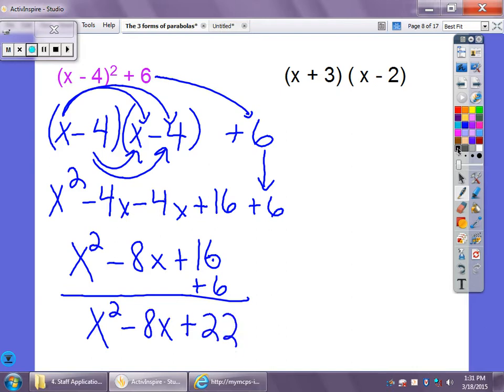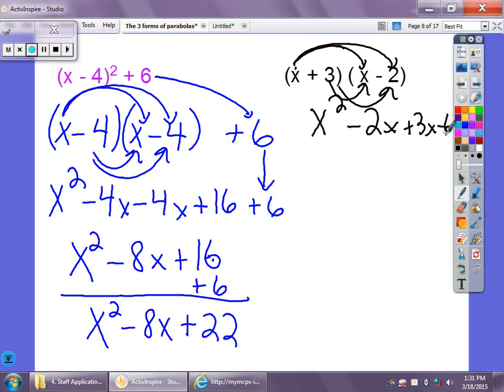Looking at the next problem, this is an equation in factored form. I'm going to go to standard form. Same thing, double distribute, x times x, x squared, x times negative 2, negative 2x, 3 times x is 3x, 3 times negative 2 is negative 6. Combining like terms, I have x squared plus x, and you can write or leave off the 1, minus 6.